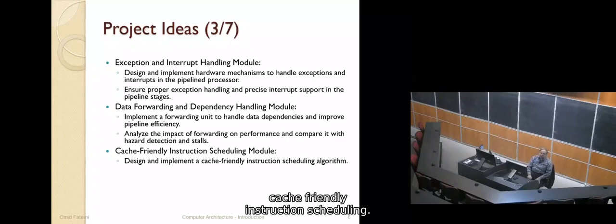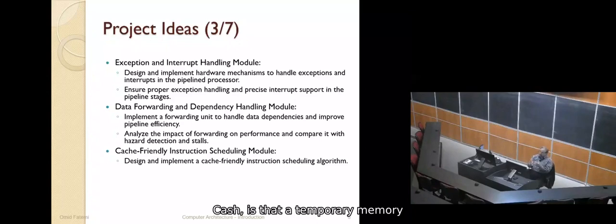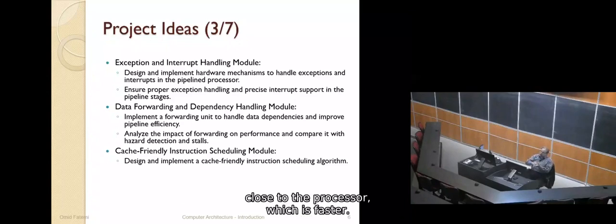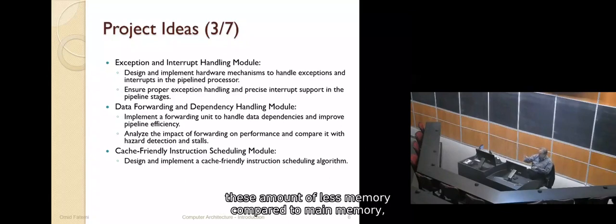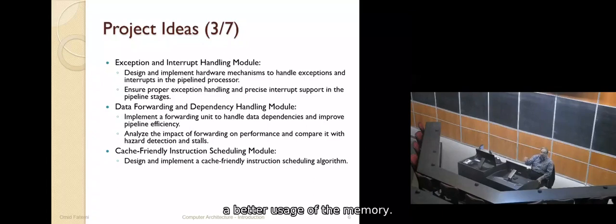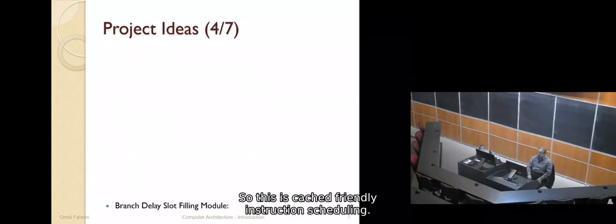Cache-friendly instruction scheduling. So we have cache. Cache is a temporary memory close to the processor, which is faster. I told you it is a static RAM compared to dynamic RAM for the main memory. So you bring something to the static RAM. If you write a program that uses less memory compared to main memory, that would be better. You write a program which will make better usage of the memory. So this is cache-friendly instruction scheduling.